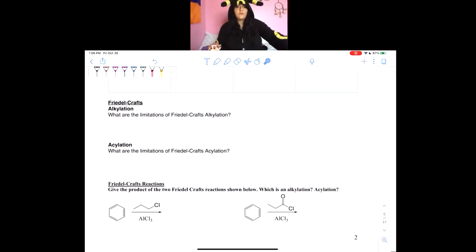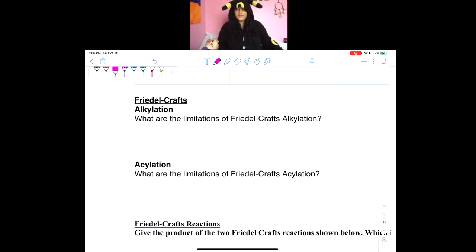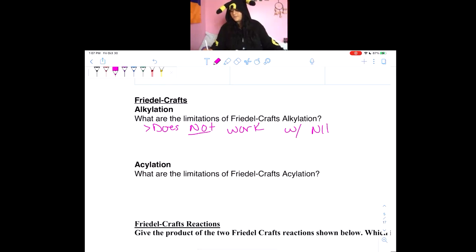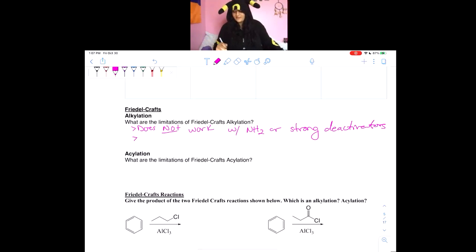Knowing a little bit more about Friedel Crafts, we have to talk about the limitations. We kind of talked about it already, but I'm just going to put it over here. One limitation for the alkylation is that it does not work with NH2 or a strong deactivator. And the other one, which is unique to alkylation, is going to be poly substitution.